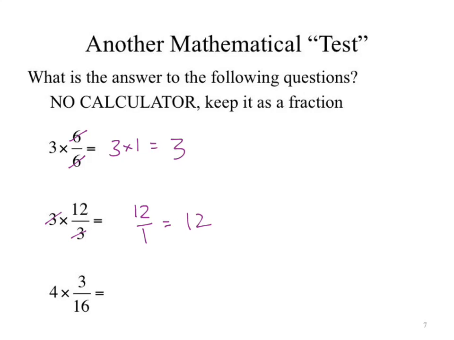Last one, a little bit trickier. We can cancel that 4 with something in the 16. What is 16 equal to? 4 times 4. We can cancel one of those 4's. And what we'd be left with is 3 on top and the 4 underneath. We've got 3/4 as our answer.